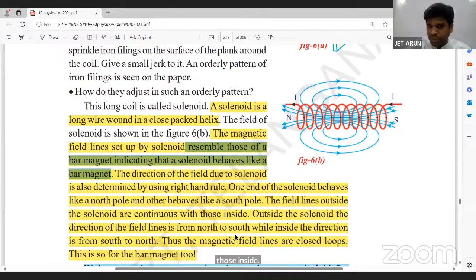Important point. While inside, the direction is from south to north. So thus the magnetic field lines are closed loops. And this is the case of a bar magnet too.